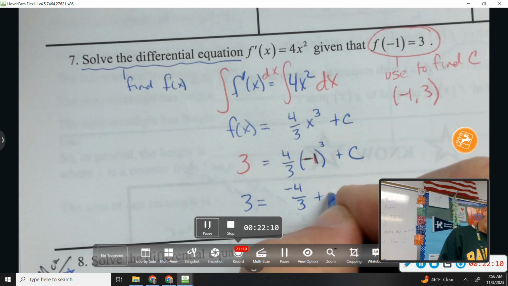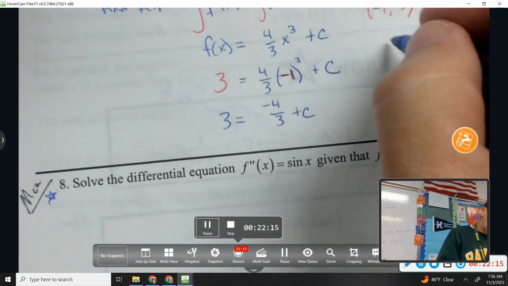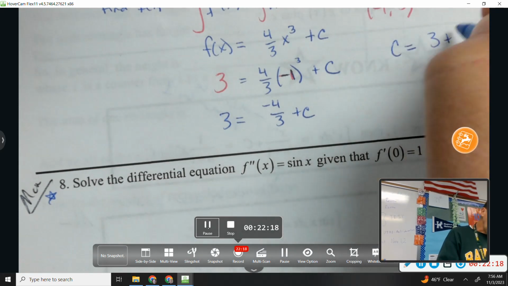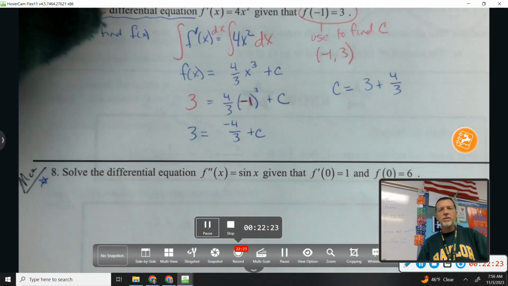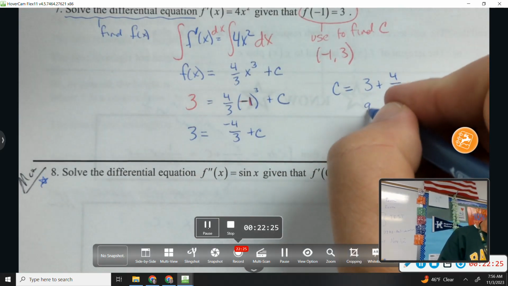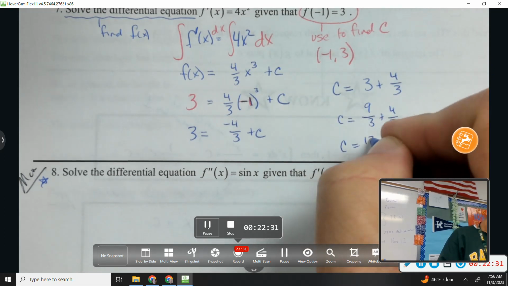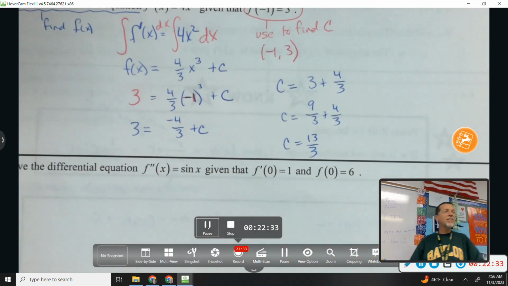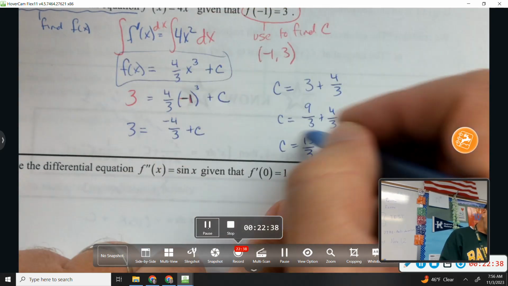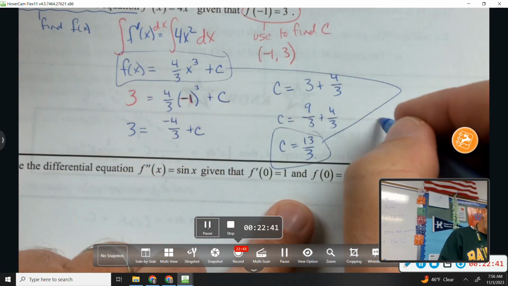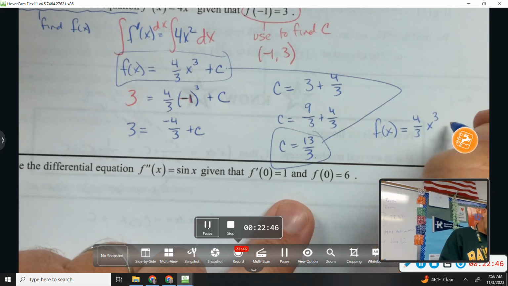And so I got to add 4/3 to both sides. And that would be a safe stop. You don't have to do that if you don't want to. But hopefully adding fractions is not a big deal. So we're like, yeah, adding fractions is a big deal. Alright, so I know what c is. There's my function. Let's put those two pieces together. F of x equals 4/3 x cubed plus 13/3.